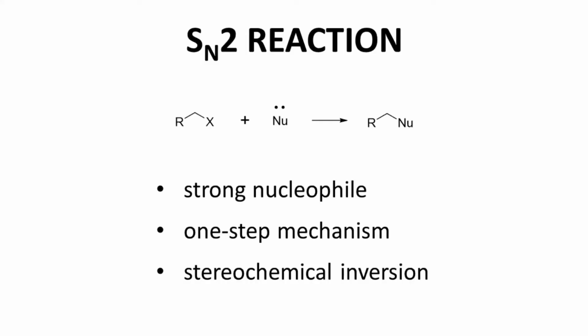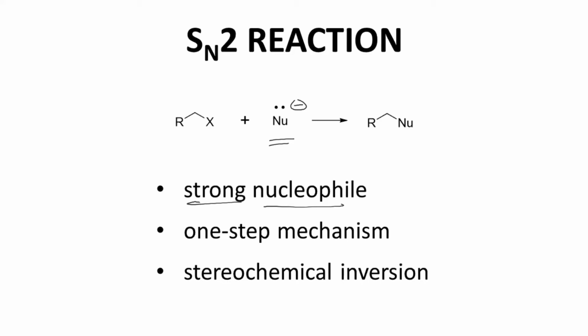Here is a general depiction of an SN2 reaction. Note that we start with a nucleophile, typically a strong nucleophile, and that's this reagent in the middle. This is a molecule that has a lone pair. Almost always your strong nucleophile is going to have a negative charge. We're going to see an exception to that in our reaction today.